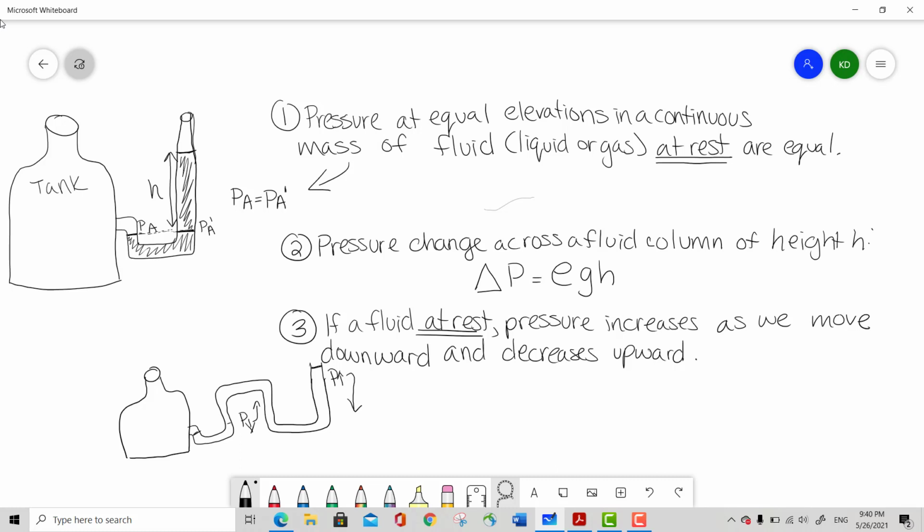So this is equal, this is equal, this is equal, right? So they're equal when it's at rest: pressure at equal elevations. This is equal to this. Pressures at equal elevations in a continuous mass of fluid at rest are equal.